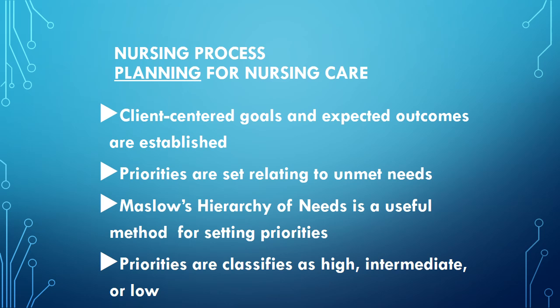So after your problems have been identified, the next step is planning nursing care. So we have now completed our diagnoses. Now we're going to plan care for those diagnoses. Before we plan exactly what we want the nurse to do, we want to identify our goals, patient-centered goals and expected outcomes. What do we expect to happen? What do we want to happen with regard to our patient?